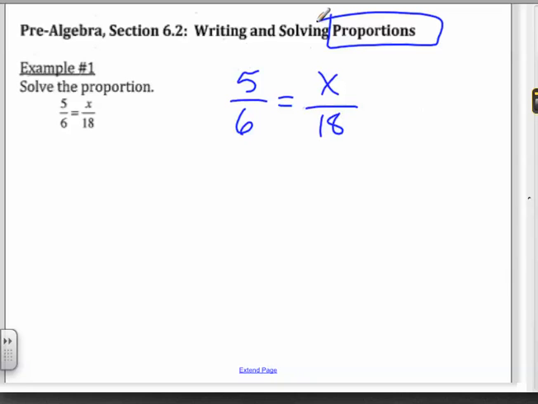Guys, proportions. Learn it now so I don't have to tell you again. Miss HS taught this to you last year. That's why you spent the whole year in math. Okay? Don't make it a waste. I hope you know this already.